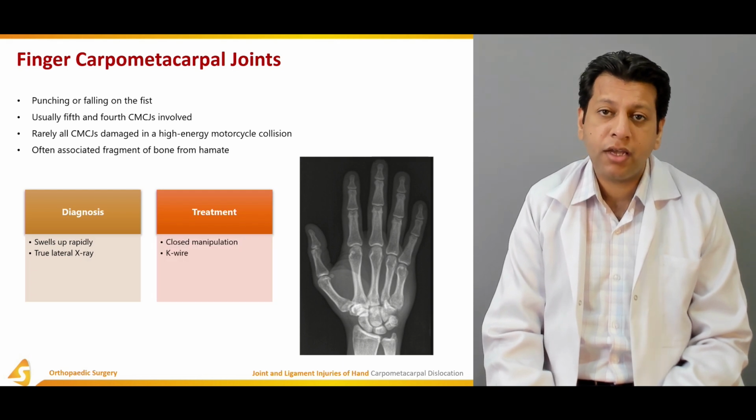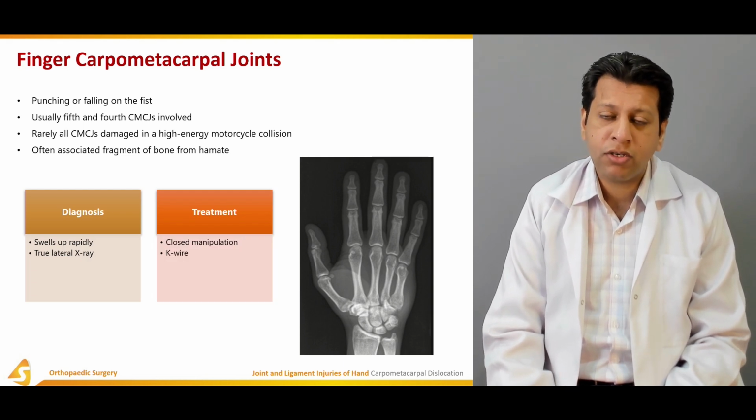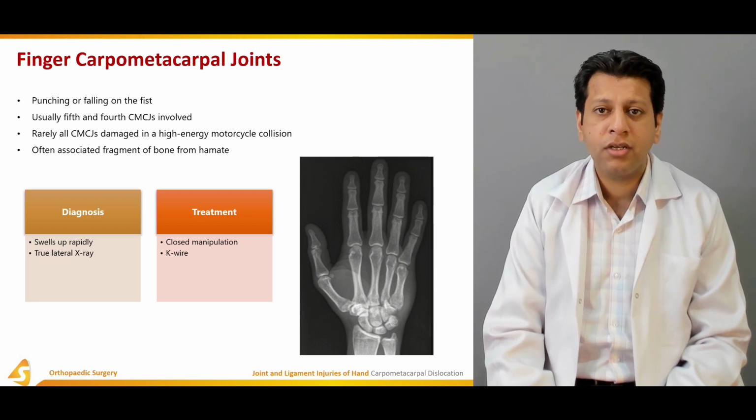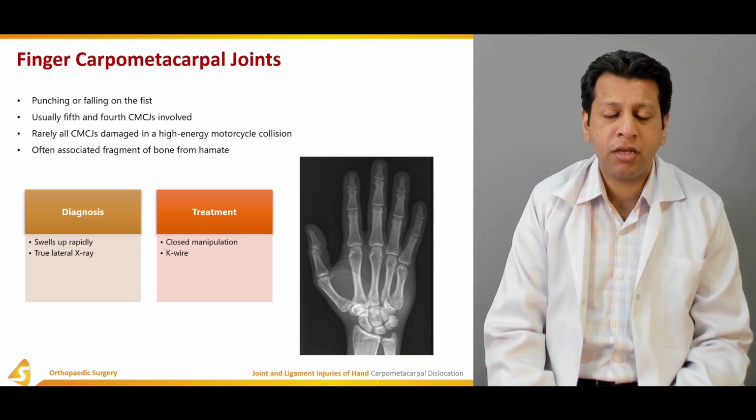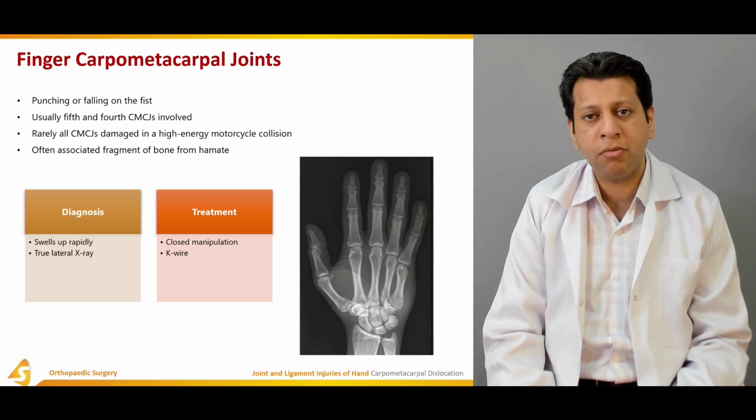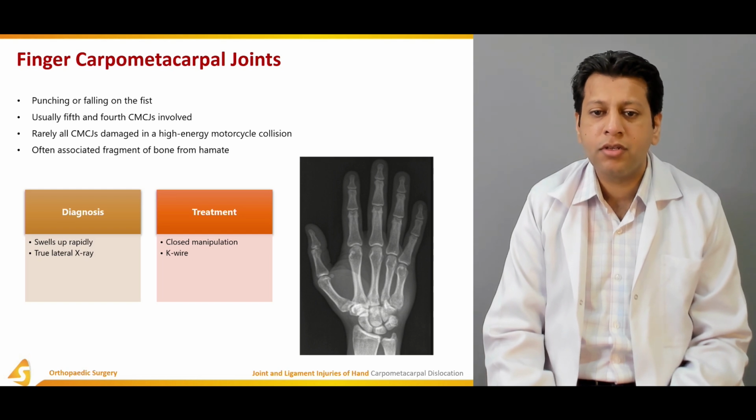Treatment, as with any dislocation not associated with fractures, is initially closed reduction, and then if it's stable, we can go for just a splint and buddy taping. But if it looks unstable, we can apply K-wires as well.